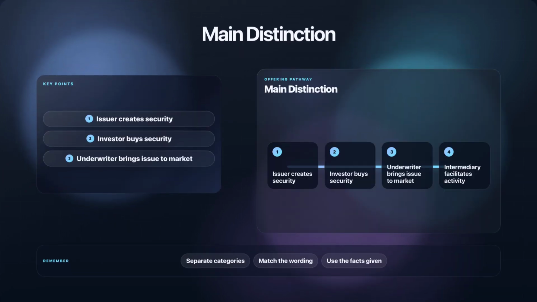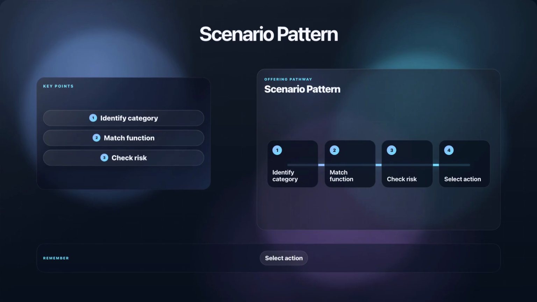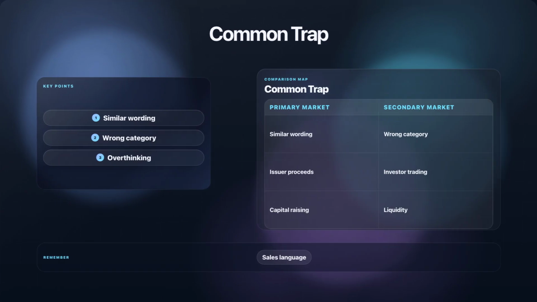The main distinction to remember is this: issuer creates security. Also remember that investor buys security. SIE distractors often sound familiar, but the correct answer depends on the exact category described in the question. A typical scenario gives you a few facts and asks for the best interpretation or action. Do not start with the answer choices. First, classify the situation. Then connect it to the rule, product, participant, or market function being tested. Do not confuse who creates the security with who sells, buys, recommends, or regulates it.